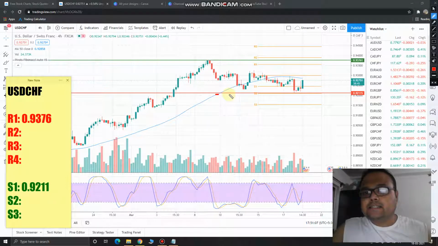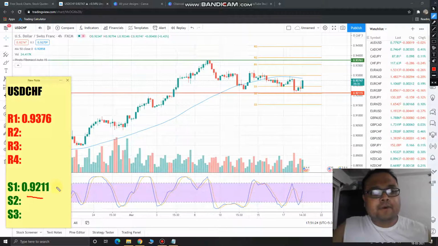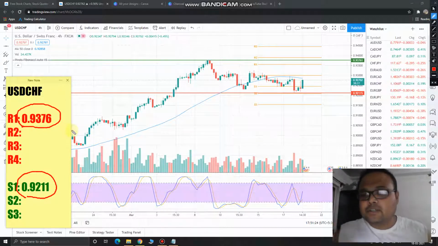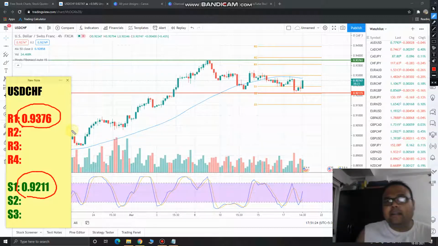So this line is the support, 0.9211, sorry, I'm extremely sorry about the bad drawing, and the resistance, this green line, is the 0.9376. As I mentioned, the love story is over and right now we are in a range.